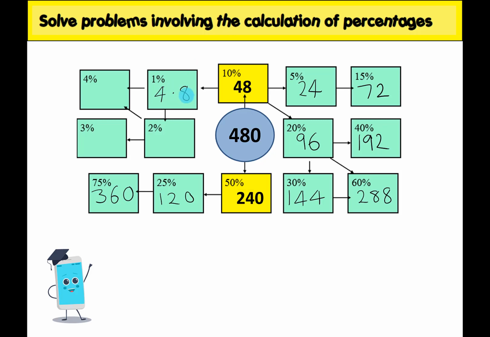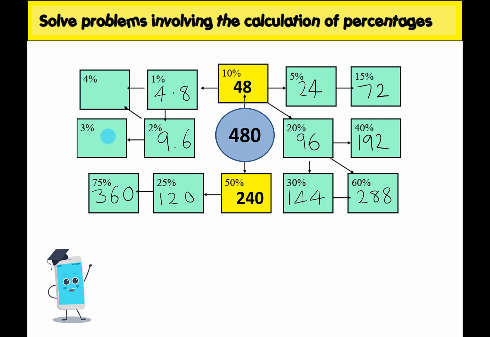Now if I know my 1%, I'll know my 2%, because it's going to be 2 lots of 1%, so I'm just doubling it. Or if you look at your 20%, 2 is 10 times smaller than 20%, so it's going to be 10 times smaller than this. So it's 9.6, which is double 4.8, or 10 times smaller than 20%.